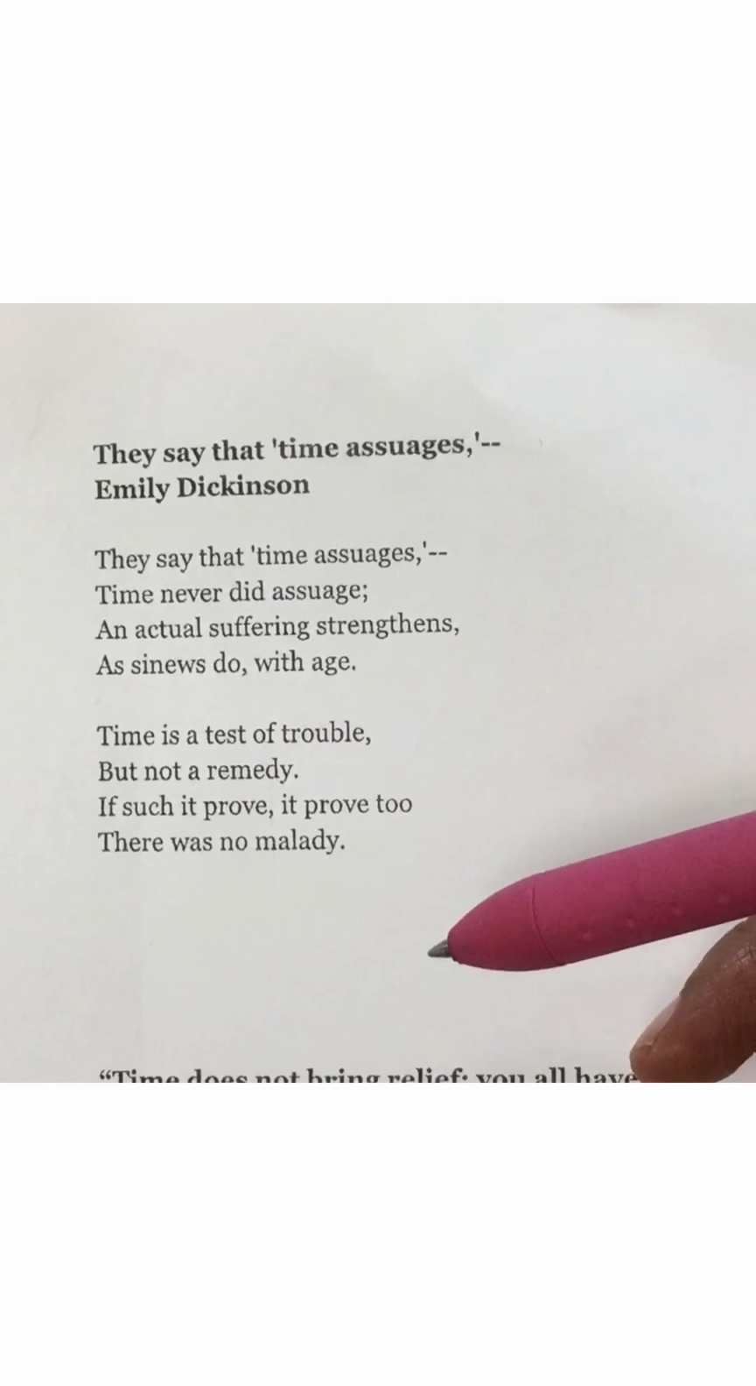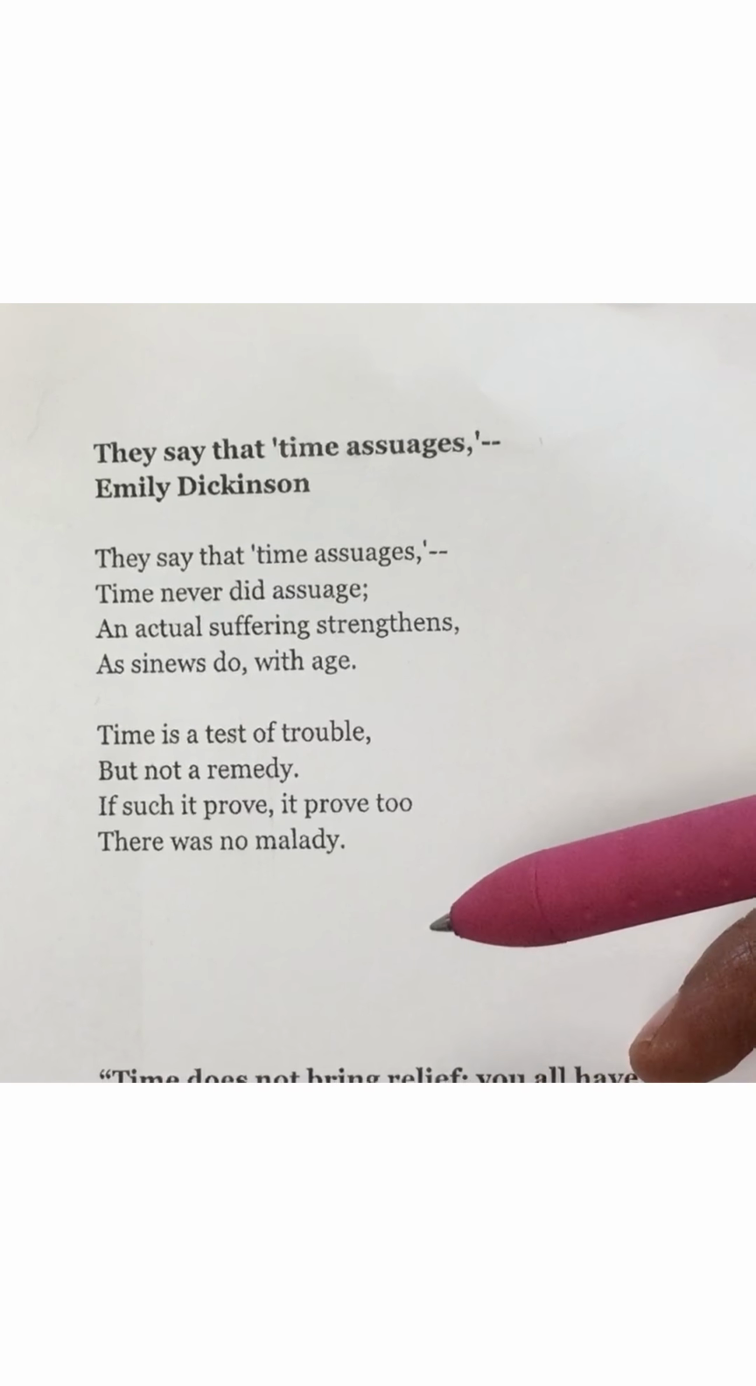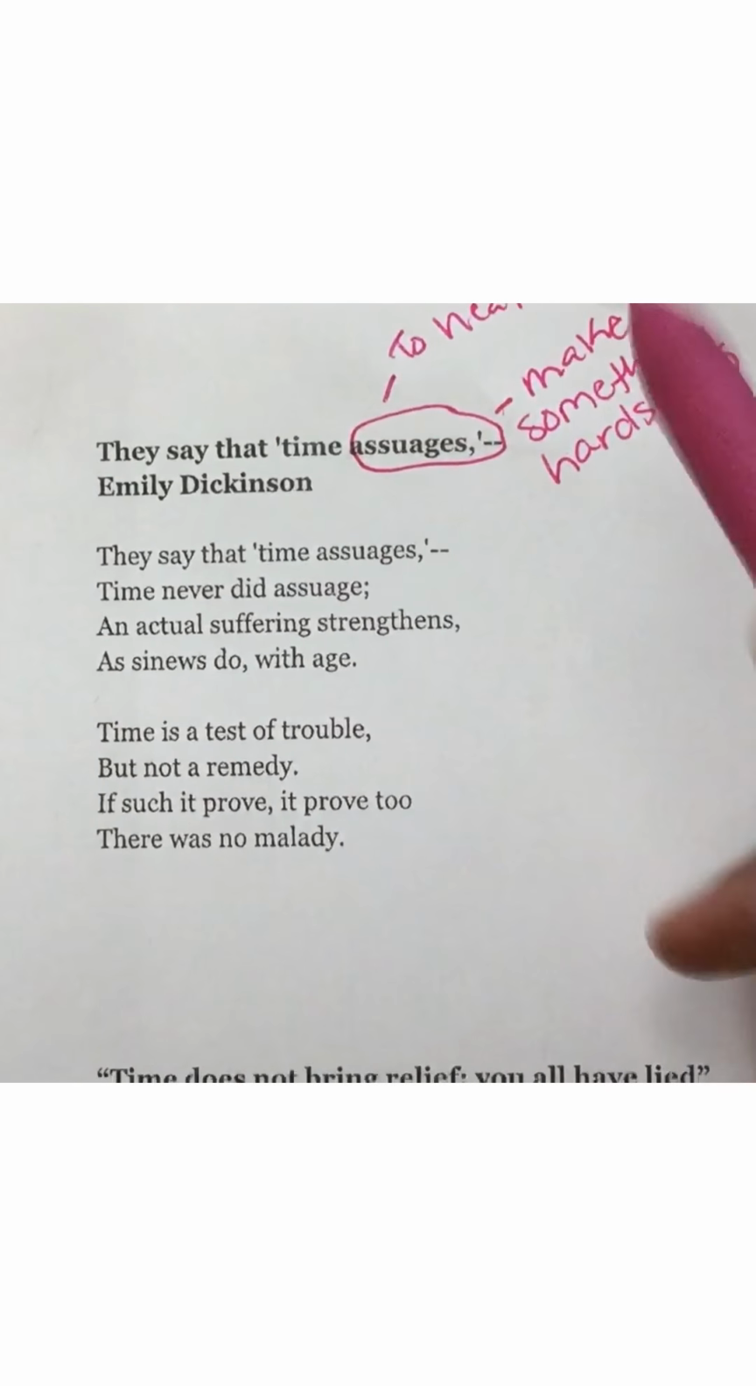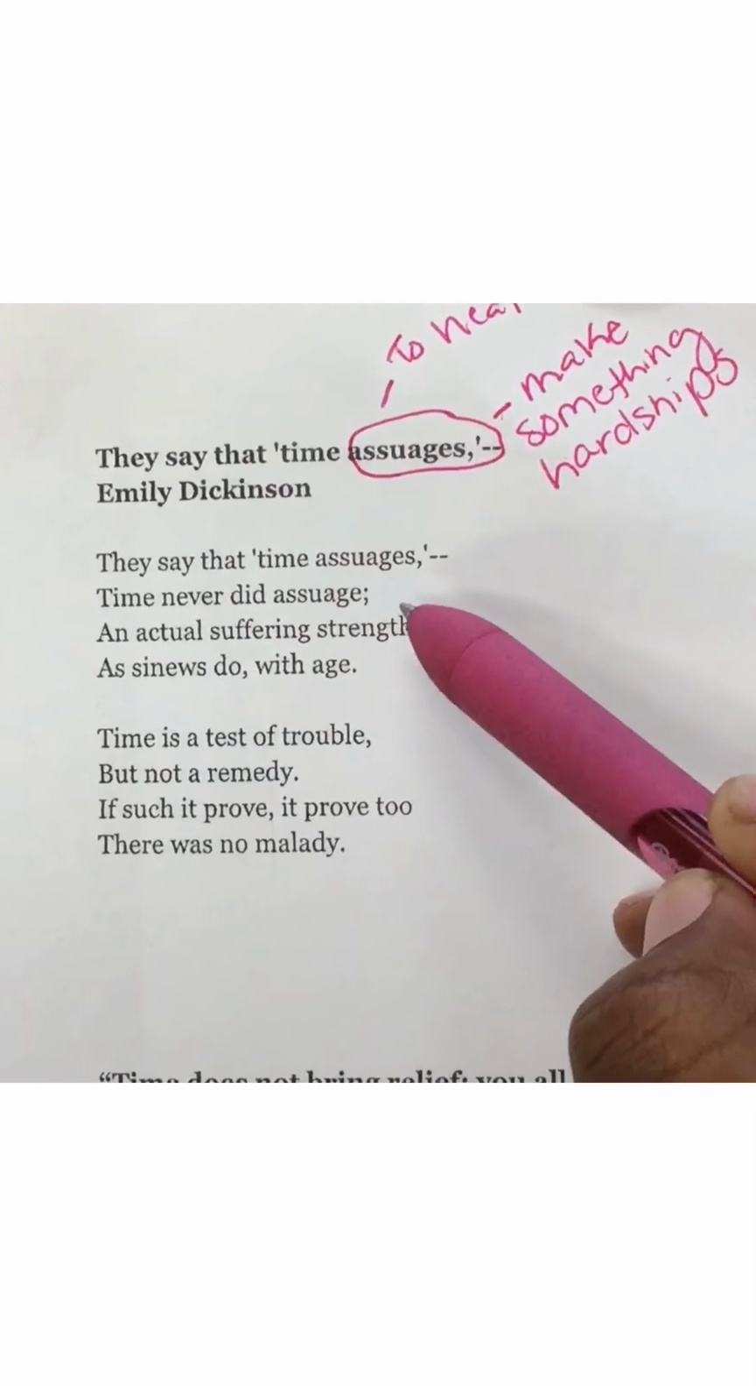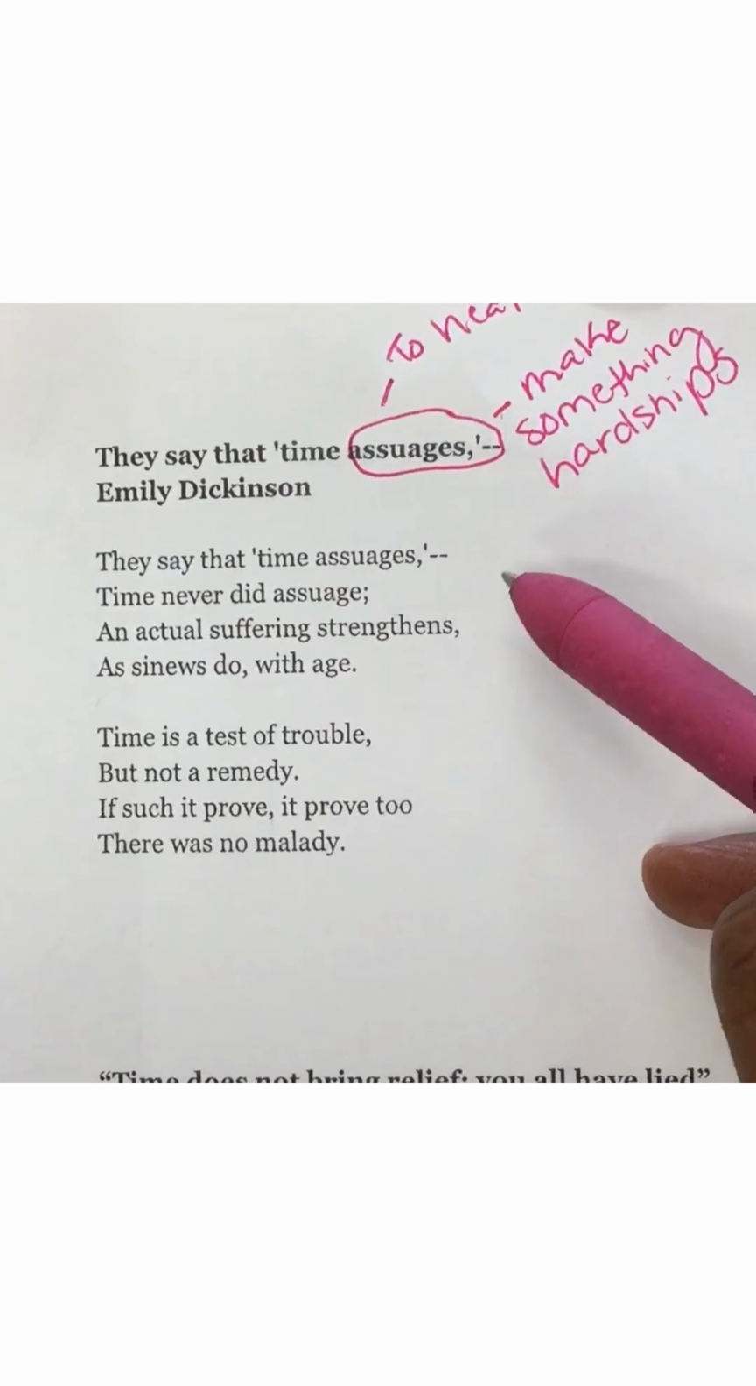So, the following poem is called They Say That Time Assuages. All right, assuages means to heal or make something better, okay? Usually if you're going through bad times. So now that you know what assuages means and how to pronounce it, go ahead and read the following poem silently without annotating it. You have 90 seconds.